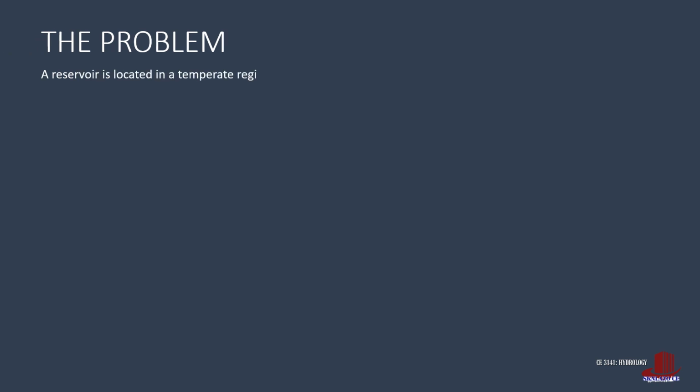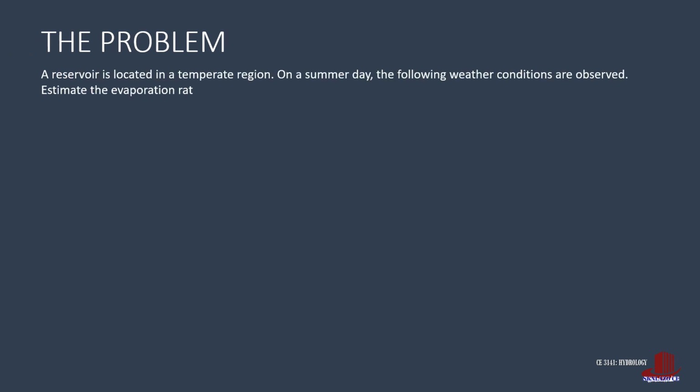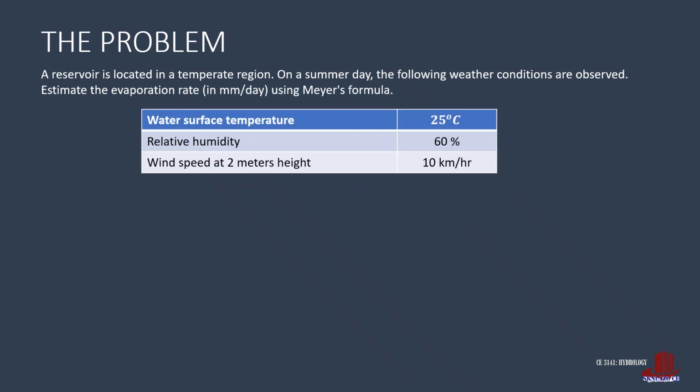Let's solve a problem showing the procedure in using Meyer's equation. It states that a record on a reservoir was provided, stating the temperature of water surface as 25 degrees Celsius, the relative humidity is 60%, and wind velocity is 10 kph, taken 2 meters above the ground.